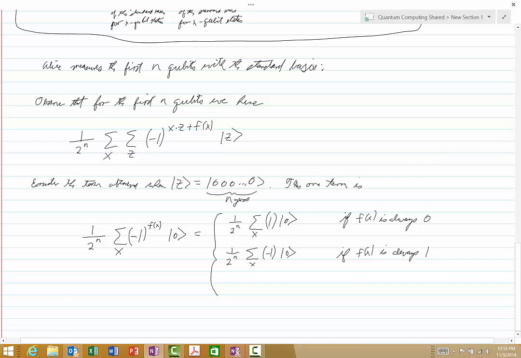Well, for those cases where f of x is equal to 0, we will get positive 1 times the 0 ket. And for those cases where f of x is equal to 1, we will get negative 1 times the 0 ket. And so when we add all of those up, which is of course what we're required to do because this is summation, we get 0. So 0 if f of x is balanced.